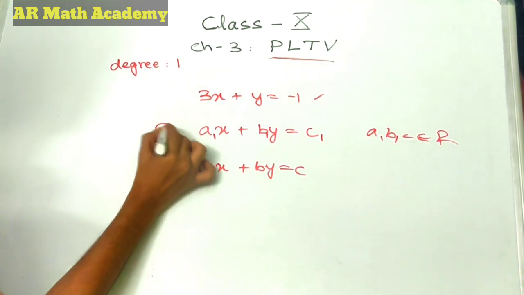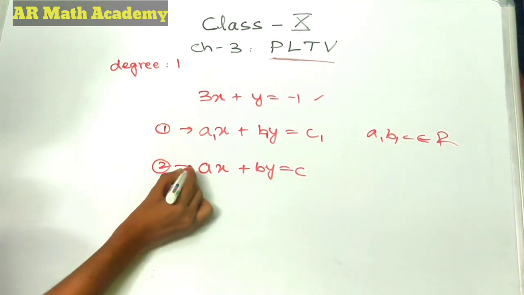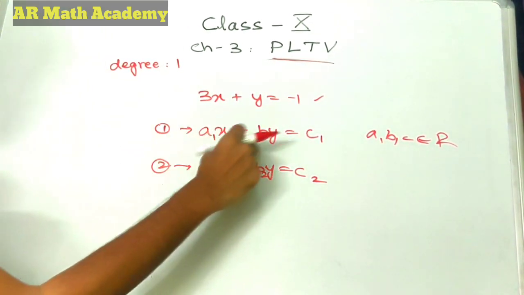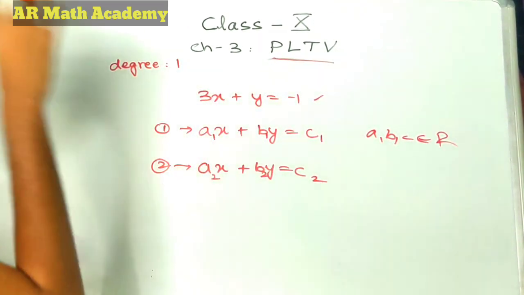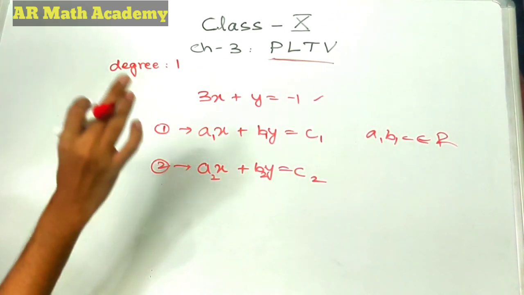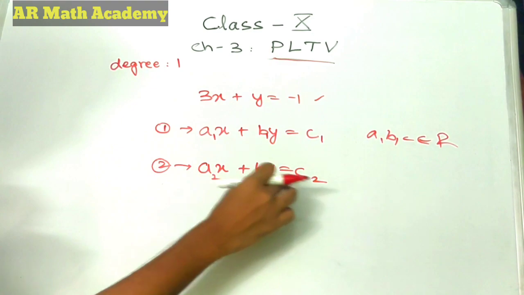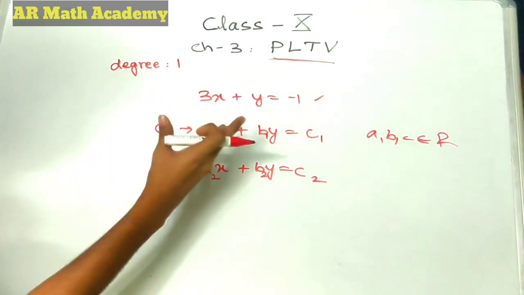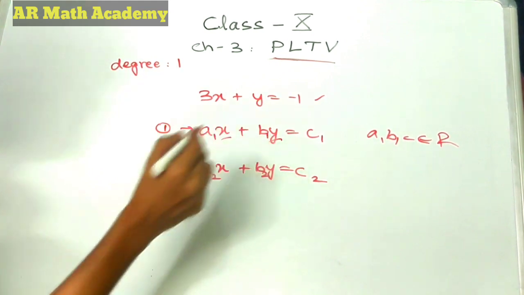This is our first equation, and our second equation is a2x plus b2y equals c2. Now a1, b1, c1, a2, b2, c2 are all coefficients of their corresponding equations. So instead of a1, b1, c1, a2, b2, c2, you can have any real number, and these two will behave as linear equations in two variables x and y.